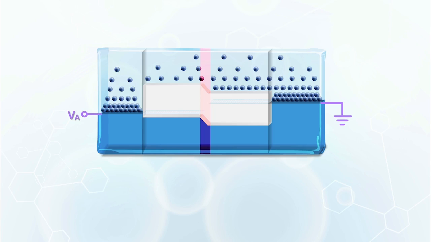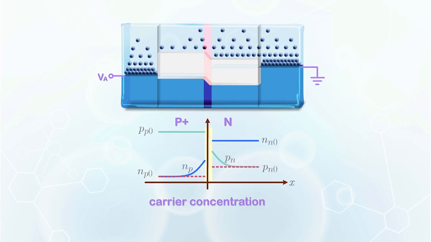These electrons will then diffuse to the other part of the P side neutral region due to the carrier concentration gradient. The carrier concentration distribution at forward bias in the neutral regions will be like what is shown in this figure.